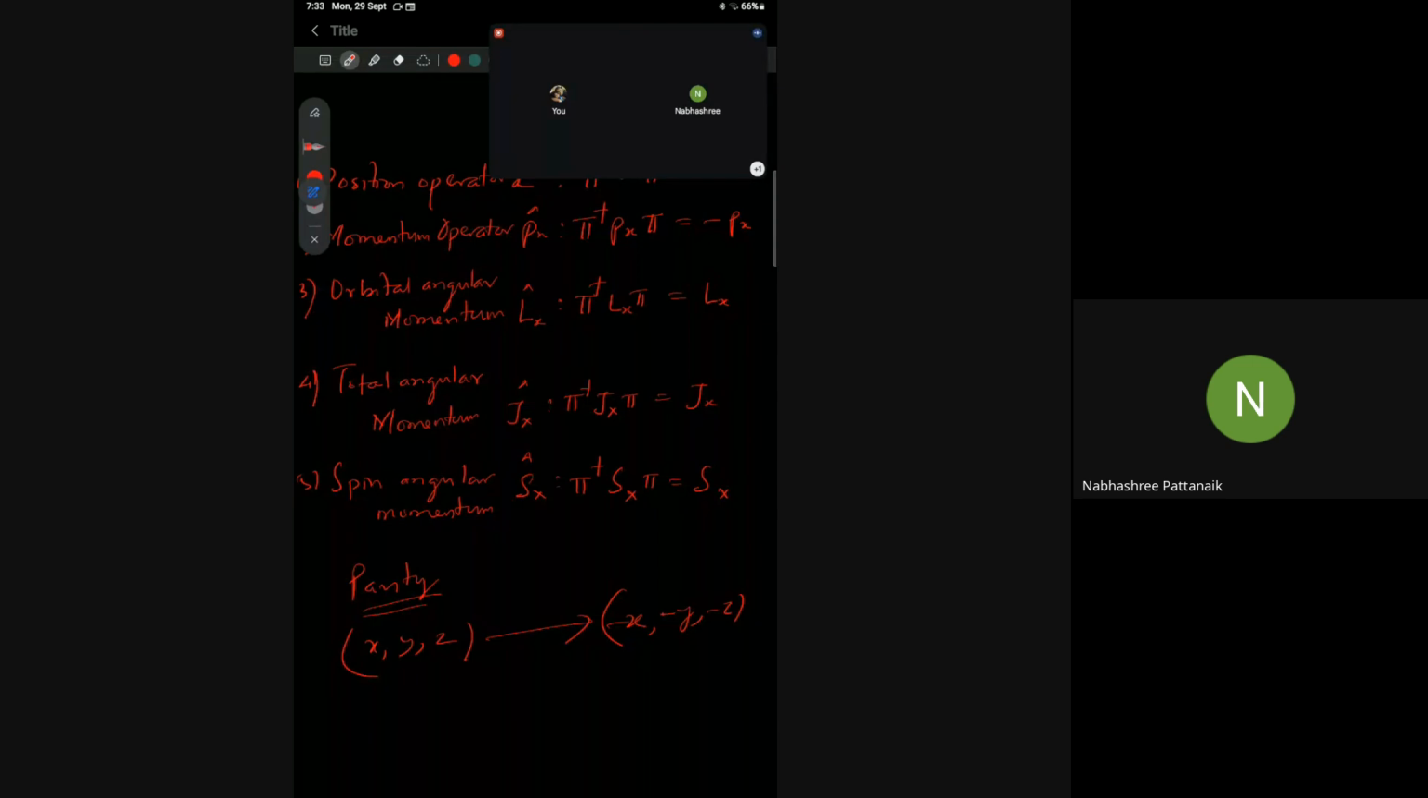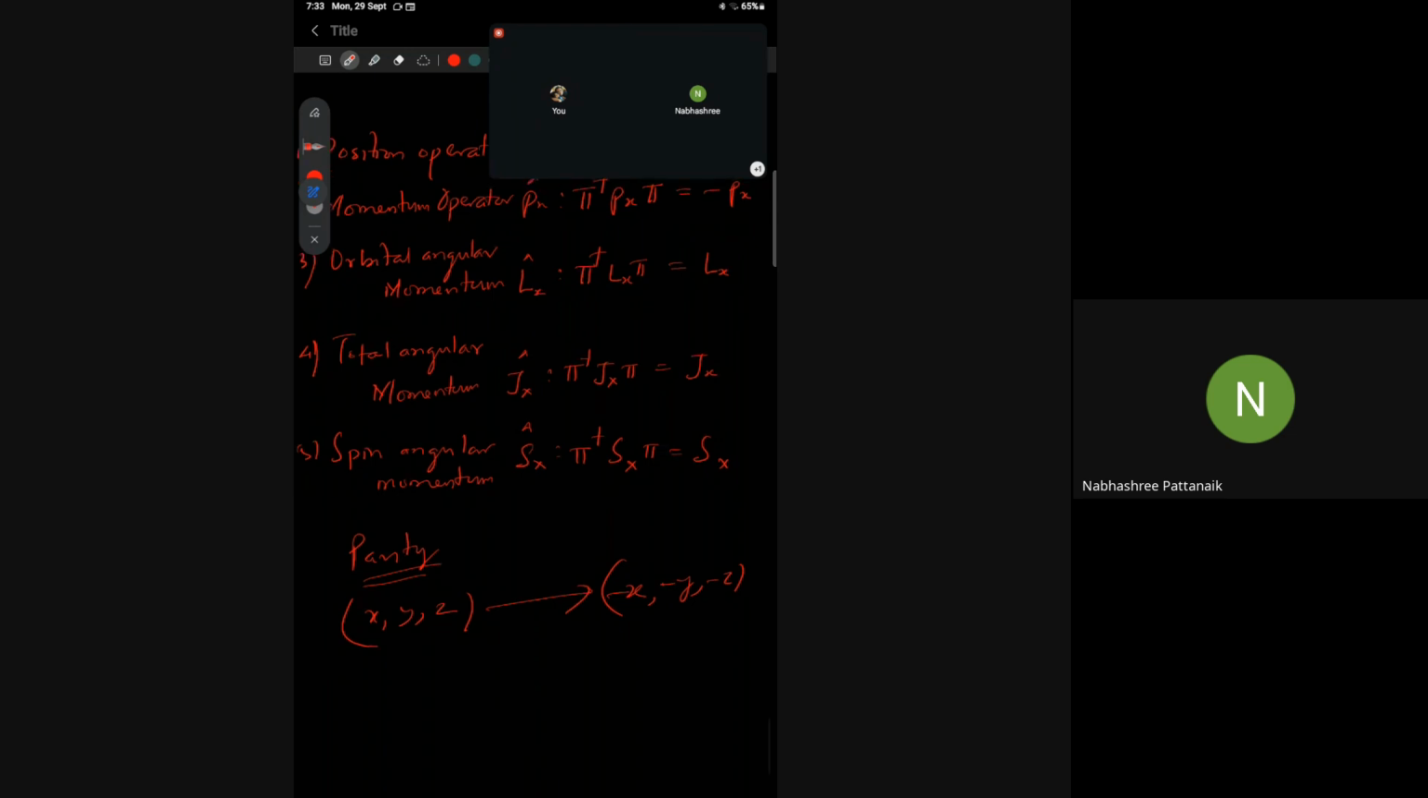When the quantity does not change its sign, it is called even parity. So you can say orbital angular momentum, total angular momentum, and spin angular momentum do not change any sign, right? So these quantities are even under parity transformation.